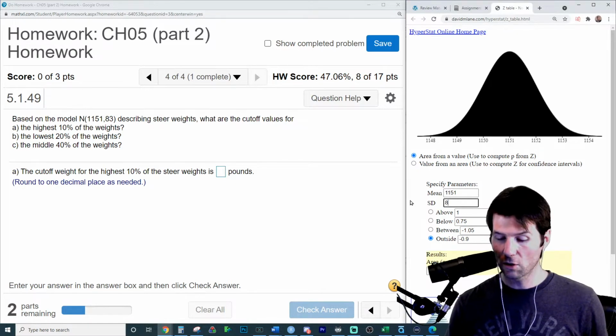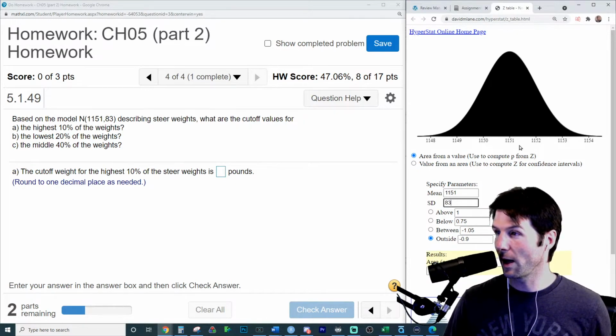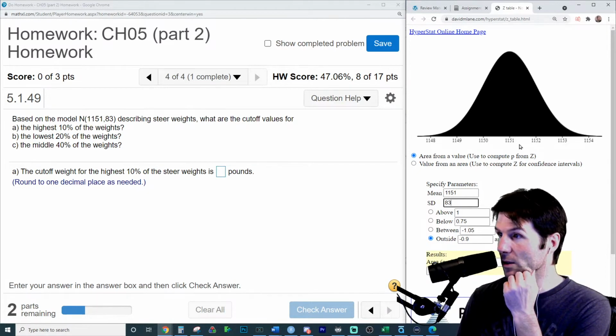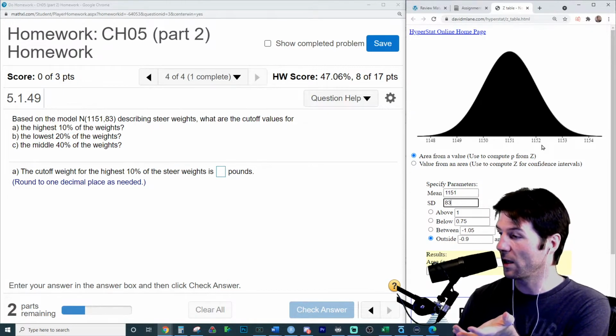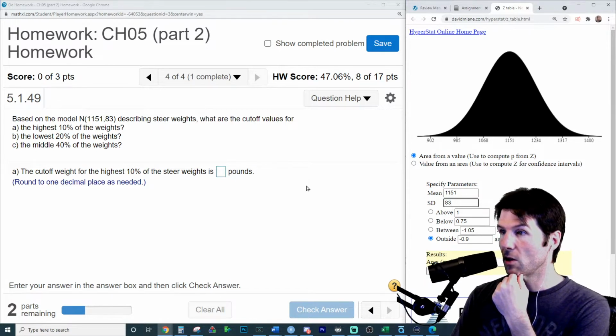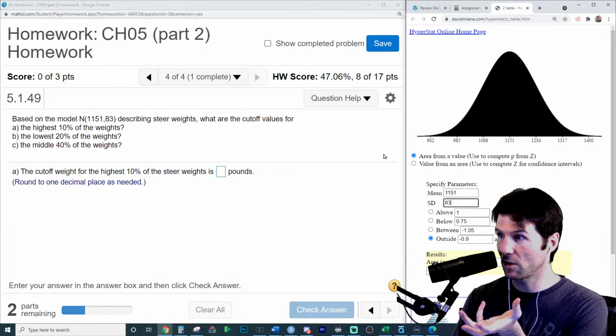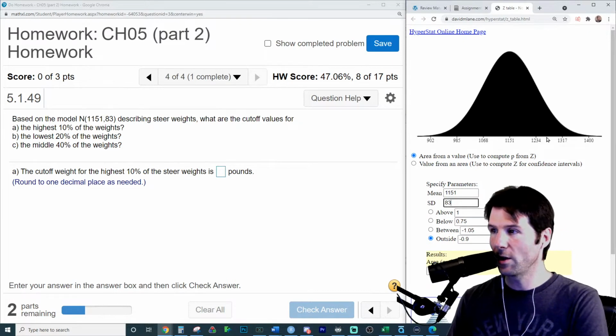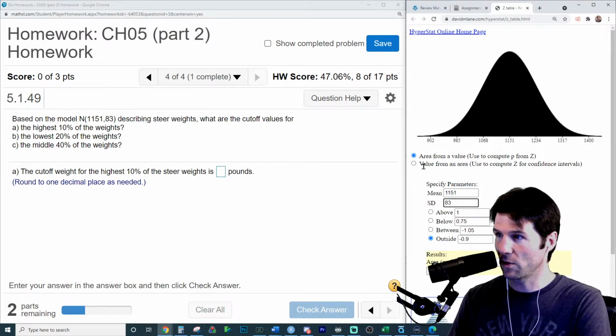The standard deviation is going to control the measure of spread, which controls about how far these values are out from the mean. Notice 1,151 is at the center. And now the standard deviation will change, which is how far out these values are spread in each interval. They each go up by 83 units each time. This is weight in pounds. So we want the highest 10% of steer weights, which is going to be somewhere over here, technically right about there. I know that because this is the highest 16%.